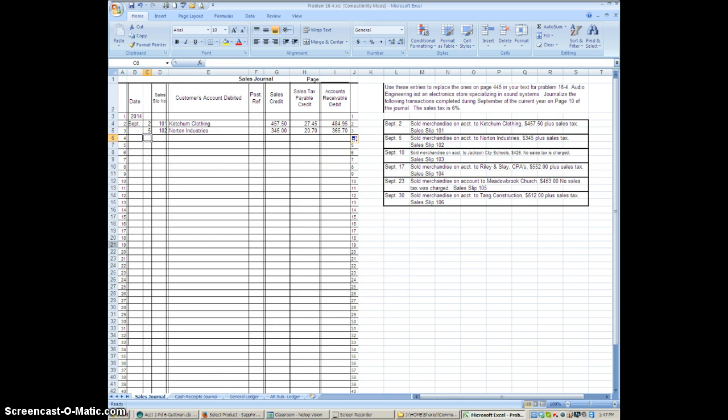So you can see how much quicker it is to do two entries in the sales journal versus having to use the general journal. So the next thing we're going to do is the 10th. And that entry says, sold merchandise on account to Jackson City Schools, $426. No sales tax is charged. Sales slip 103. Now, the reason there's no sales tax charged is because schools and churches, non-charitable organizations, they are what we call sales tax exempt, which means we don't charge them sales tax. So we're still going to put in Jackson City Schools because they're still going to owe us for the merchandise. And it's 426.